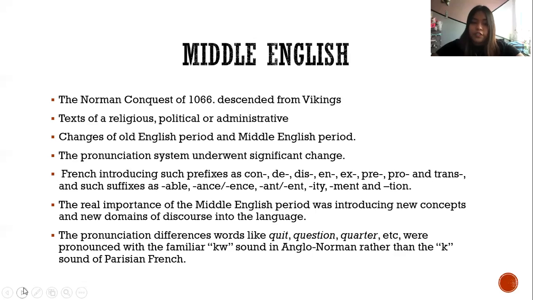The pronunciation differences between the harsher Anglo-Norman and the softer Francian dialect of Paris were also carried over into English pronunciation. For instance, words like quid, question, quarter, etc. were pronounced with the familiar Q sound in Anglo-Norman rather than the K sound of Parisian French.